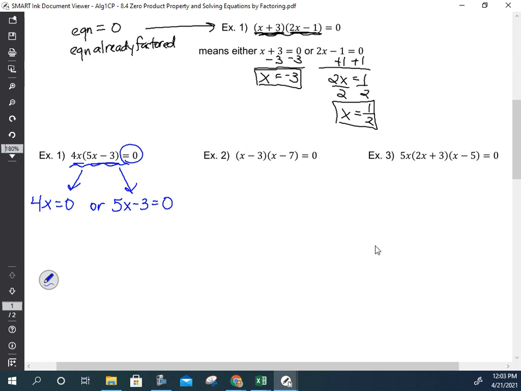Split it apart. Now, if you put one on top, one on the bottom, that's okay. Don't feel like you have to rewrite it. What you do not do is multiply those two together. You're making the problem harder on yourself if you do that. If you did it that way, well, they have erasers on pencils.